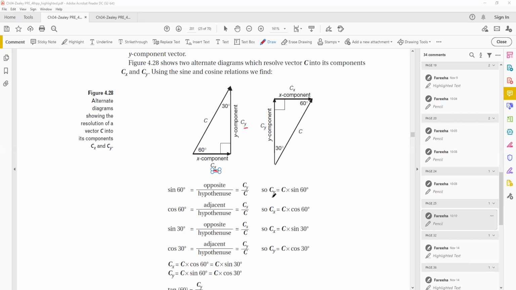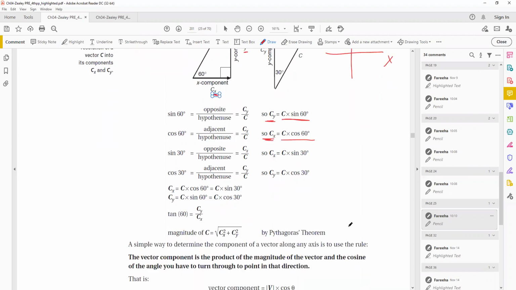For the vertical component, the y component is the vertical component, again with reference to the coordinate system x and y. If you want to find the y component, you multiply the hypotenuse with the sine of that angle. If you want to find the x component, the horizontal component, you multiply the hypotenuse with the cosine of that angle. These are the simple formulas we use, and we can find Cx and Cy. Once we have the horizontal and vertical components, we can also find the angle by dividing the vertical component by the horizontal component.